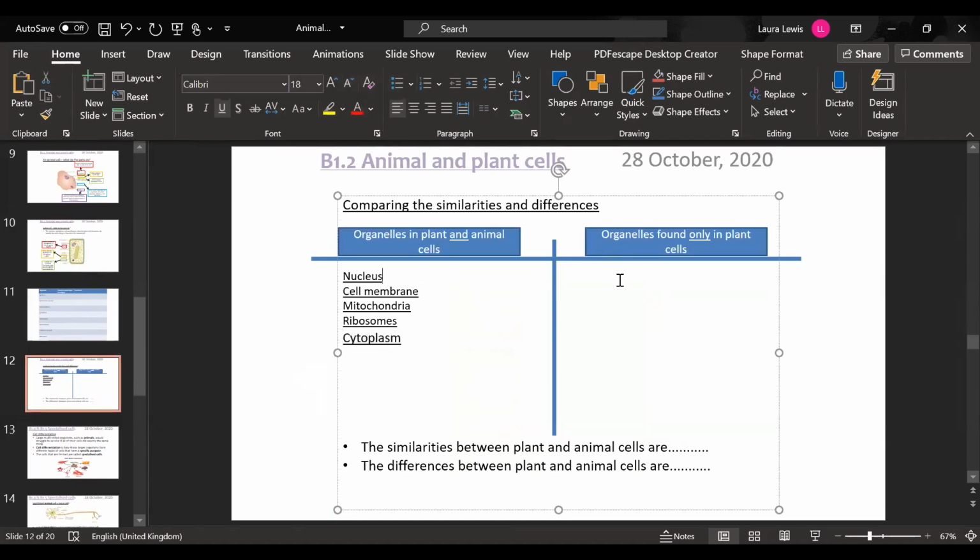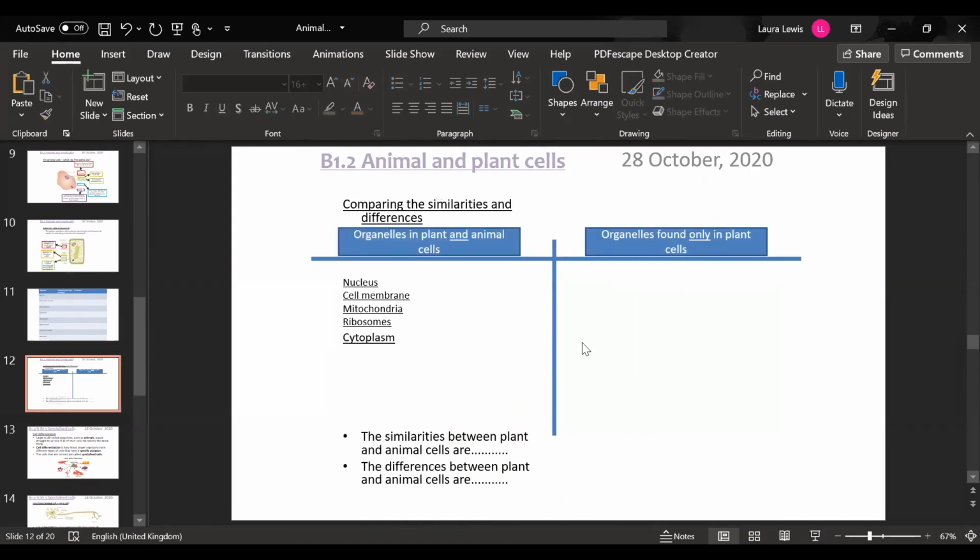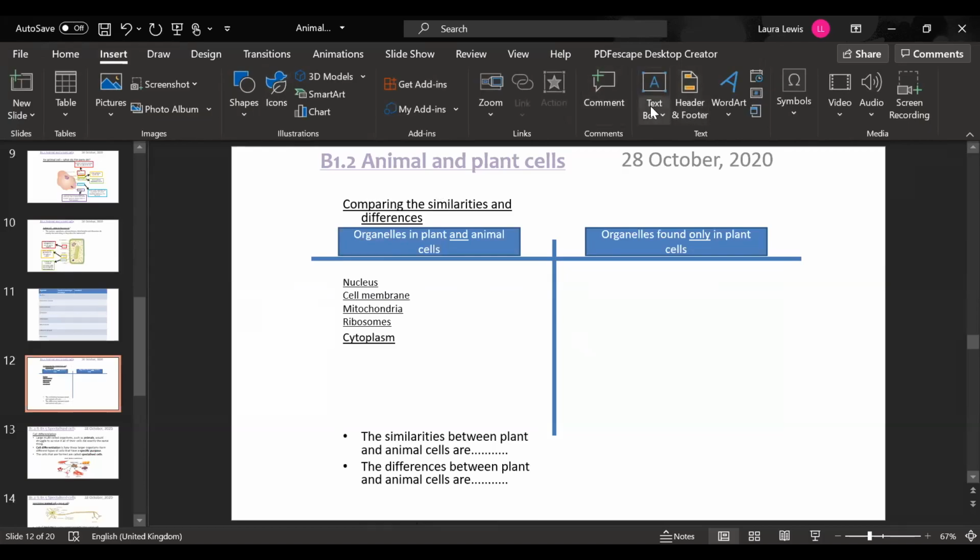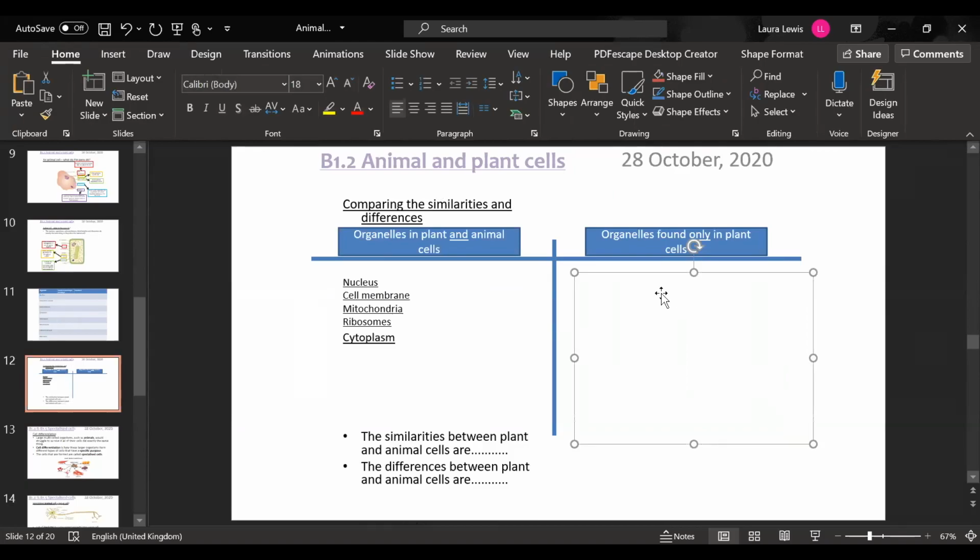So only in plant cells. So really, plant cells have got extra features, haven't they? I'm going to make this text box a little bit bigger. That's the word I'm looking for, text box. So this is what you can do, actually, a bit of a lesson in PowerPoint. You can do a text box and you can write anything. Only in plant cells, so we've got chloroplast for the chlorophyll. So you have to check spelling, look back as well. Chloroplast, we've got the cell wall.